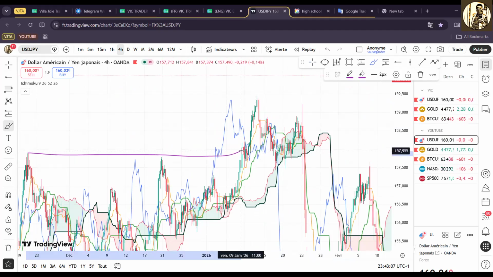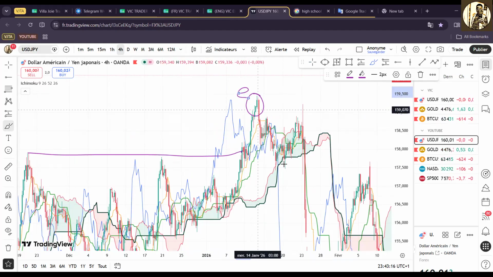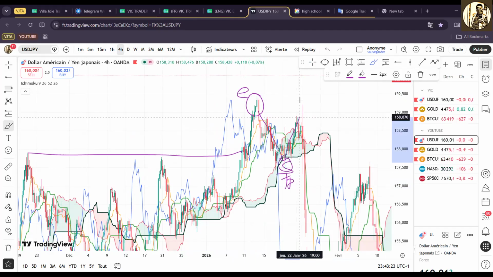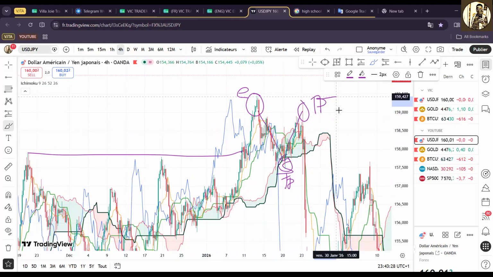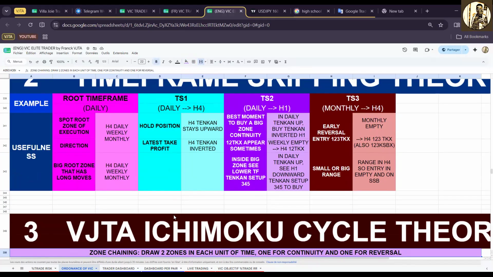As soon as we touched this big high, the place above the high on the left, that is where you sold, and then you aim SSB as take profit. Then you buy here, you aim the empty space, the blank space, the white space as take profit. Then you sell again there, and you aim SSB as take profit. That is literally how you trade the range. So that's all. Let's now look at the Vegeta Ishimoku cycle theory.